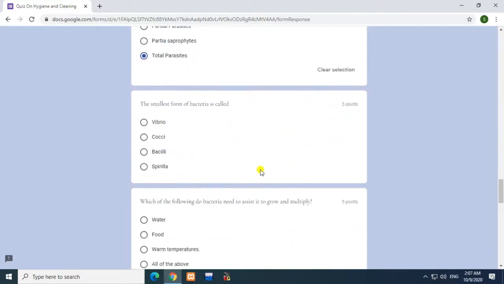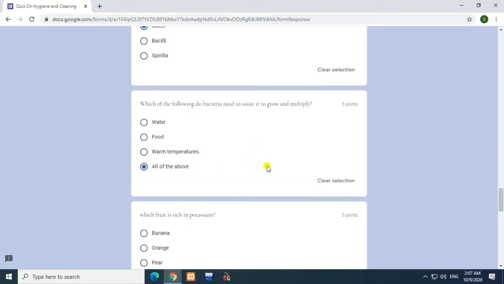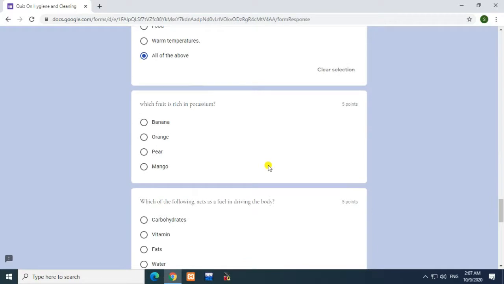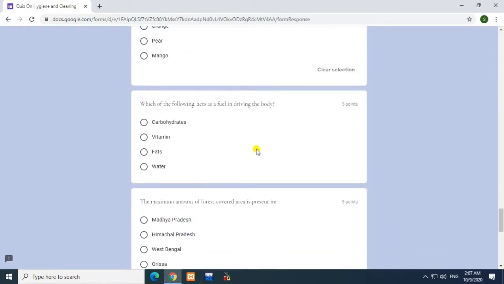Question: the smallest form of bacteria is called. Answer: cocci. Question: which of the following do bacteria need to assist them to grow and multiply? Answer: all of the above. Question: which fruit is rich in potassium? Answer: banana. Question: which of the following acts as a fuel in driving the body?